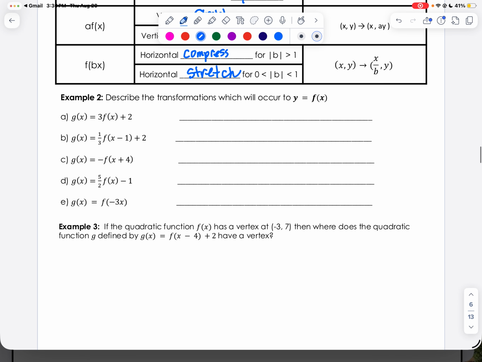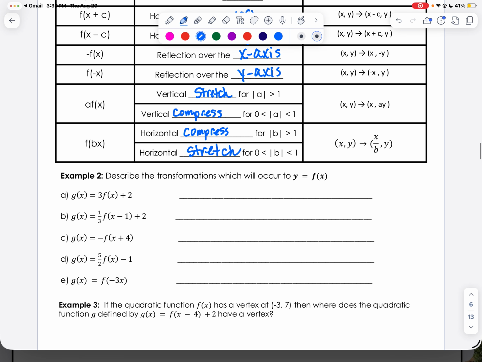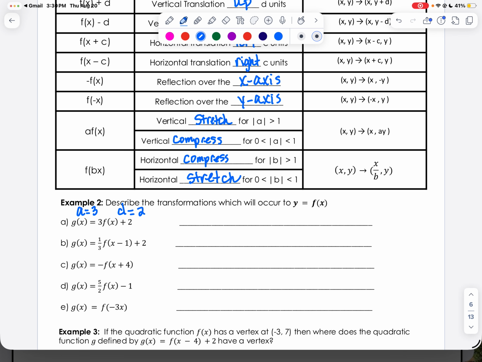Now, in example 2, we're not going to graph these transformations. We're just going to describe what will happen. So we have g of x is equal to 3 times f of x plus 2. So our a here is 3, and our d is equal to 2. So we're going to vertically stretch by a factor of 3, and then the other 2 will move up the graph 2 units.